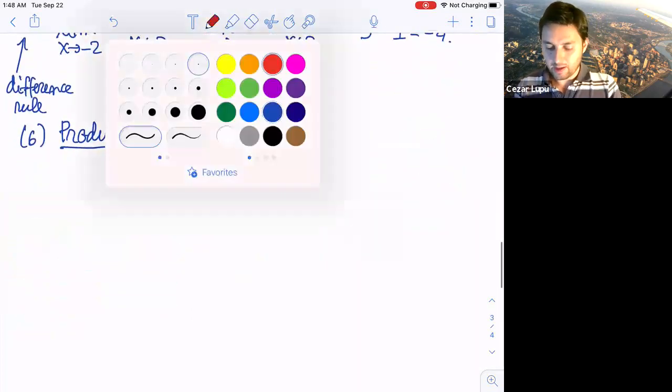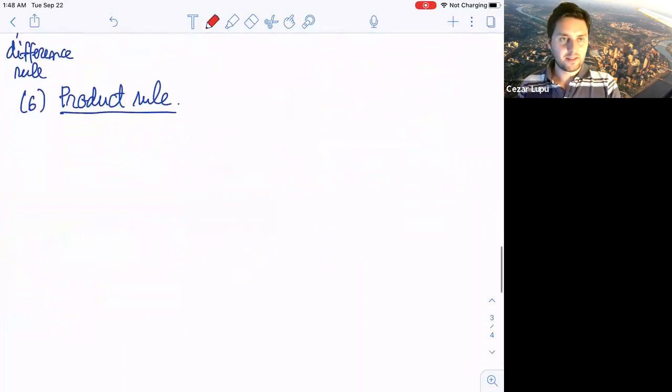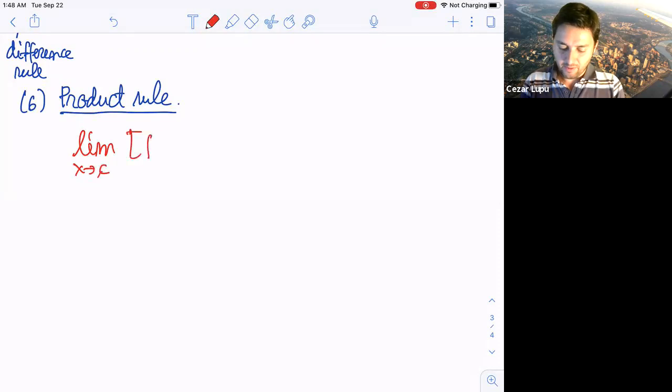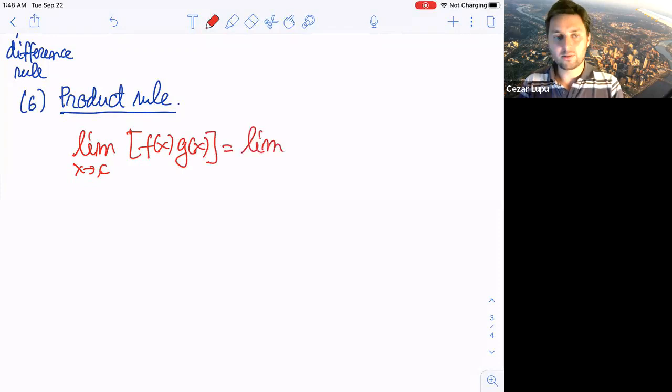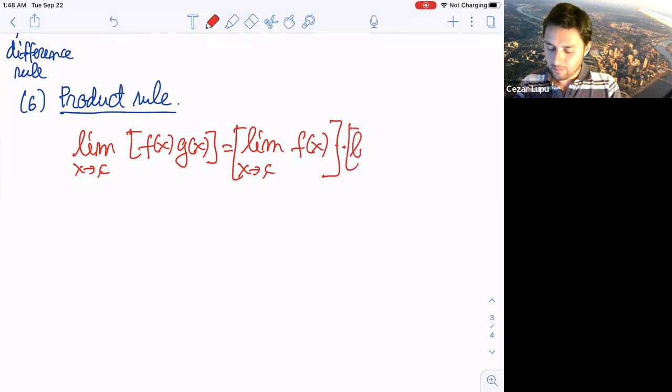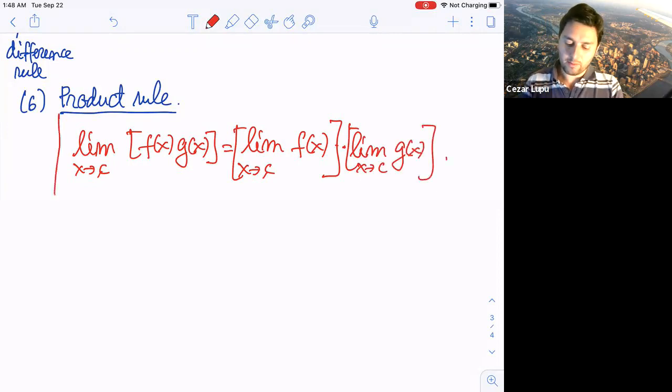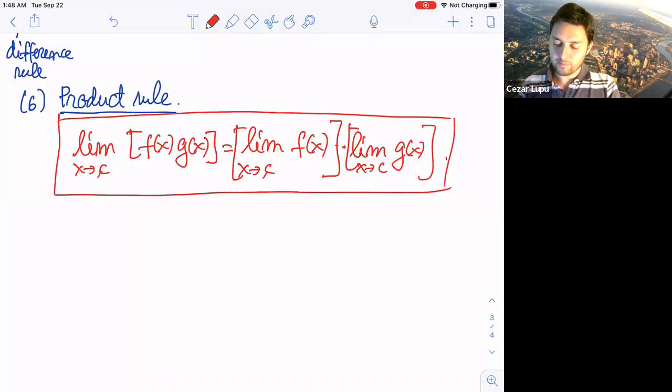Well, again, this will fit your expectations. This will be the limit as x approaches c of f of x times g of x. And this is nothing else than the product rule: the limit of the product is the product of the limits, as you might expect. So this is the limit as x approaches c of f of x times the limit as x approaches c of g of x. All right, that's the rule. And now let's see an example.